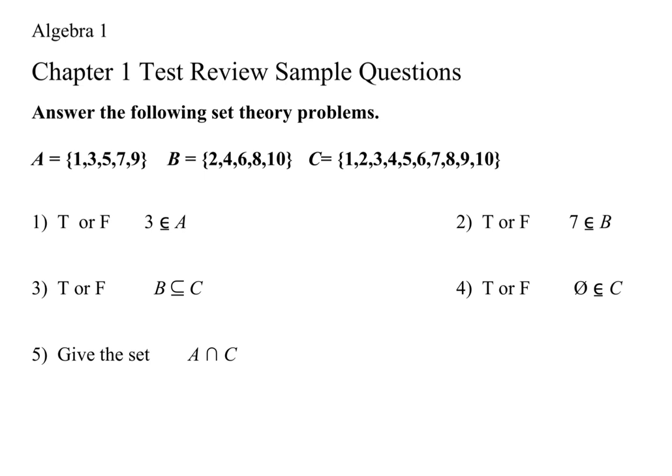So just to review some of these symbols, remember the one that looks like an E is an element of. The one that looks like a sideways U with a line under it is subset. And then you have the U, which is union, and the upside down U, which is intersection. And so those are kind of the symbols that we've gone over.